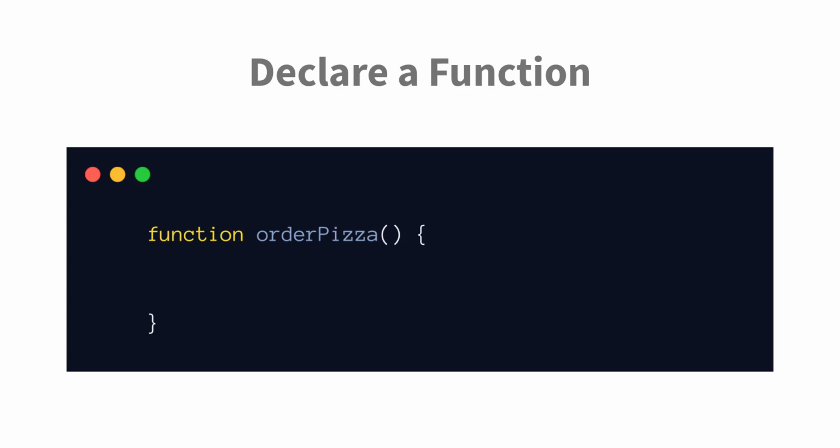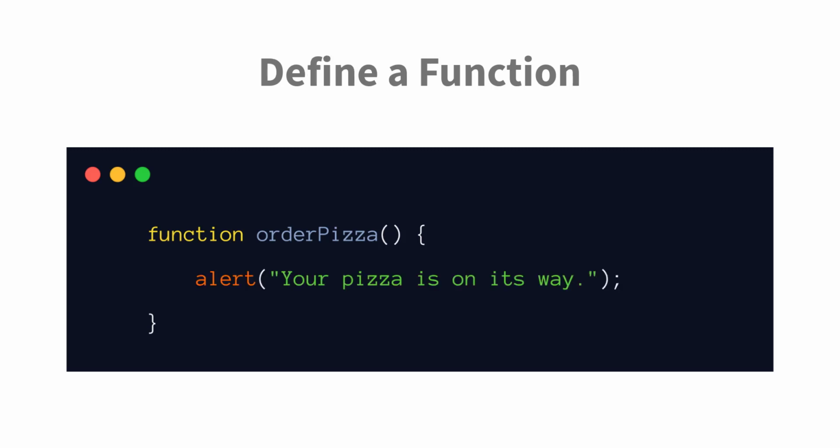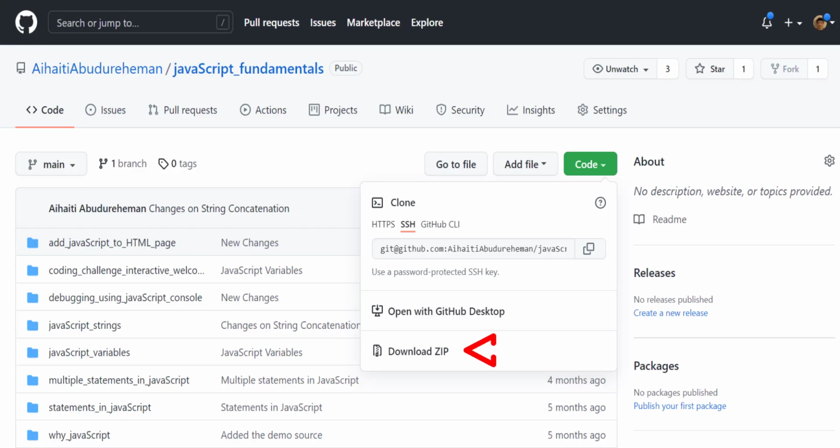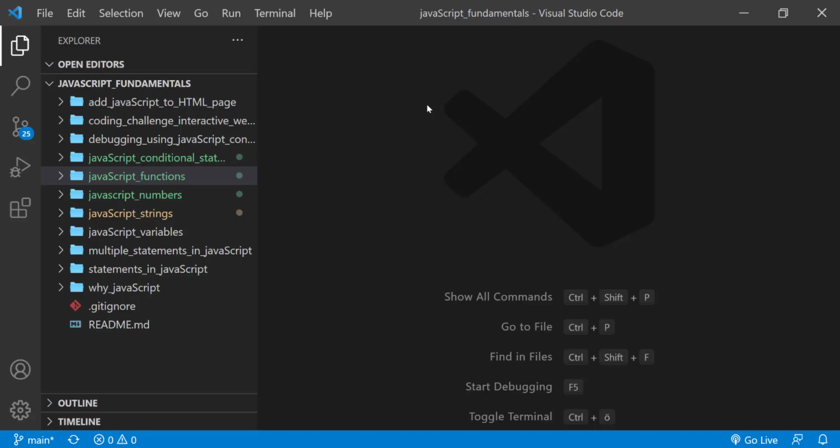In the previous lecture, you have learned the basics of functions. Now it's time to practice how to create a function. To code along with me, first download the course folder from the link in the description below and open it with your favorite code editor. Here I'm using Visual Studio Code.